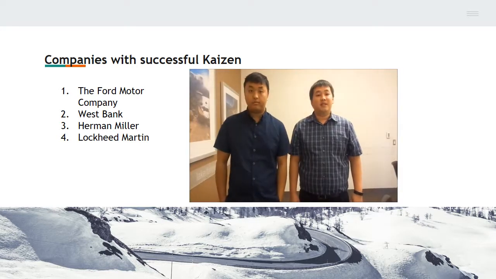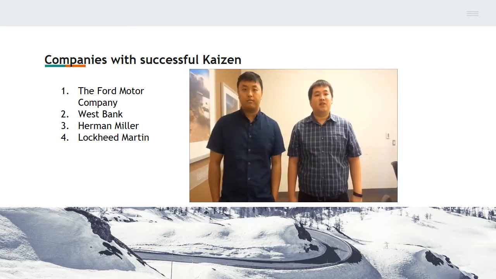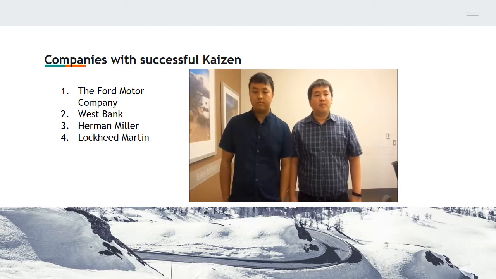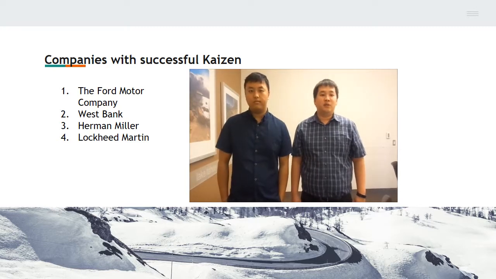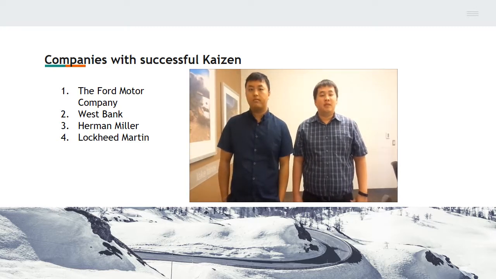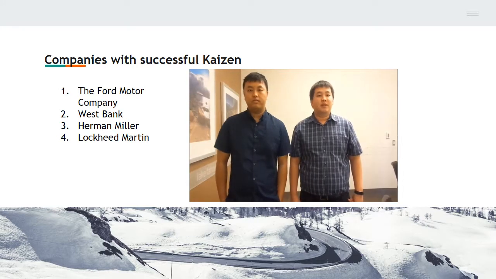Great Western Bank is a U.S. bank that's been around for decades and has implemented Kaizen costing into their business. Back then, opening a business account would usually take 34 steps. Now it only takes 24. They use Kaizen to analyze their process and provide a better service for their customers.